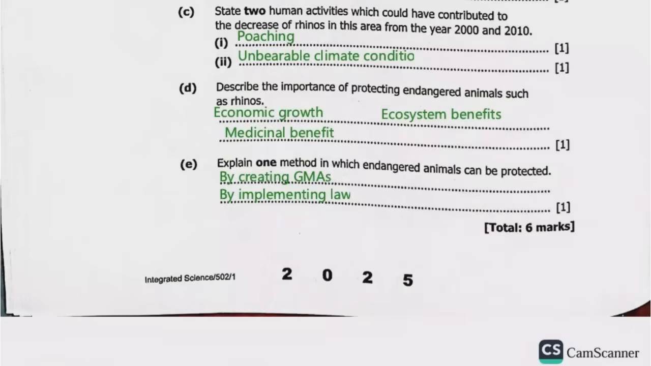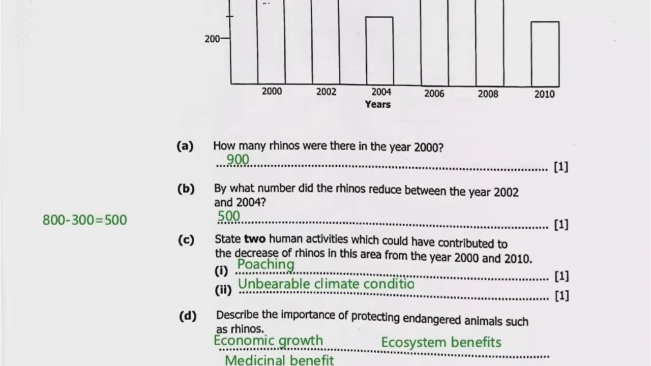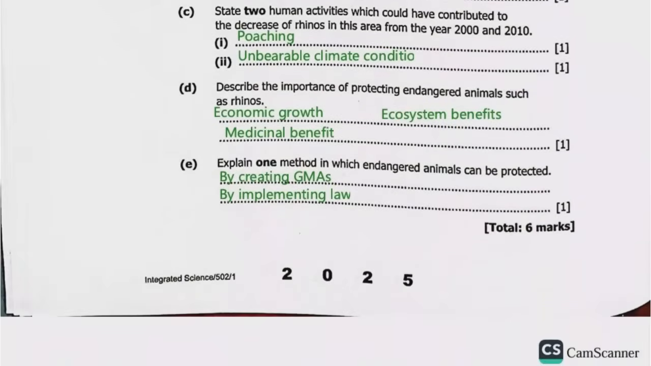Okay, so basically these are the answers. Make sure you write these answers. So one, by creating game management areas. Two, by implementing laws. We have laws that govern how we handle the animals. Otherwise, it's just a matter of implementing them. The laws are there.